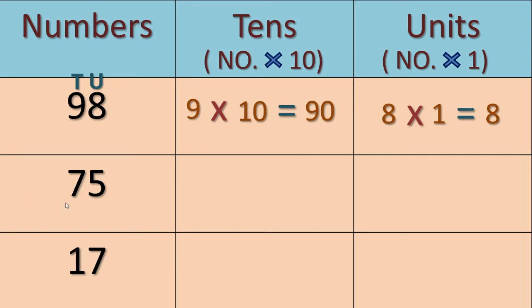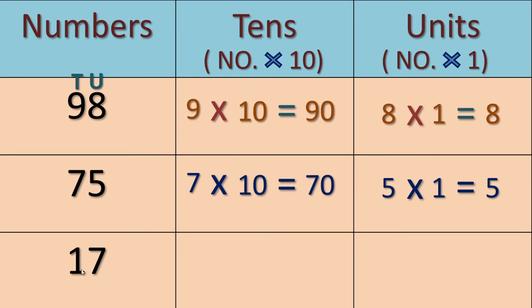Okay. Now we'll move to the next number. 5 is in unit place. So 5 multiplied by 1. Very good. 5 ones are 5. Correct? And 7 is in tens place. So 7 multiplied by 10. That is 70. Correct?